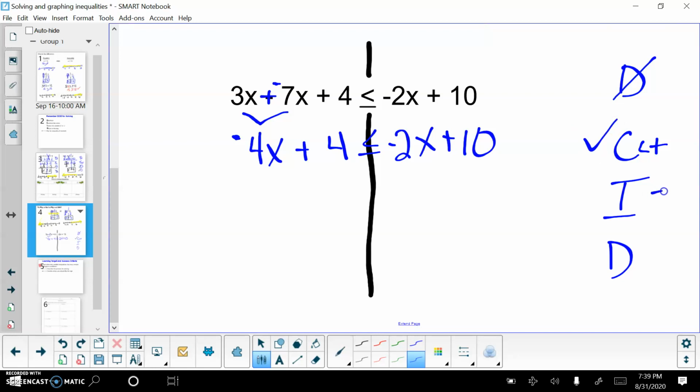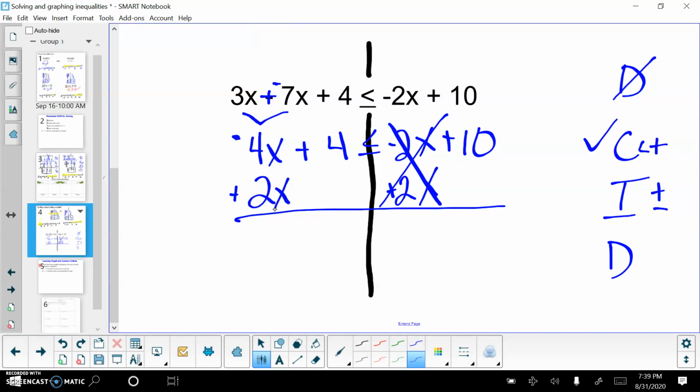Now we need to do the isolate through plus and minus. And once again, I like to do my x's first, and I like to keep my x's on the left side. So that means I'm going to move that -2x on the right side. And it's a negative, so the opposite of that is positive. So I've got -2x plus 2x, which is a 0x, so that goes away. But then I have to do it on this side. Same thing on both sides.